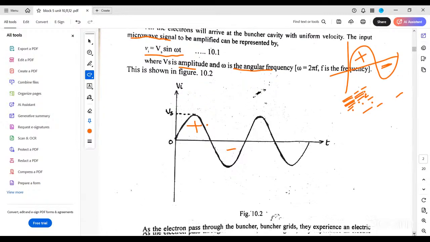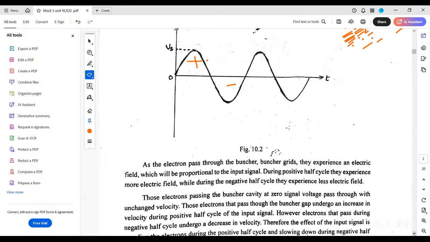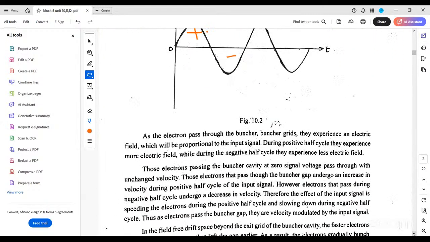Next paragraph, we will see what is mentioned in the next paragraph. What happens during the positive half cycle? What happens during the negative half cycle? As the electron passes through the buncher, it experiences an electric field, and this field is proportional to the input signal. During the positive half cycle, there is a larger electric field. During the negative half cycle, it experiences a smaller electric field. The field is varying for the positive and negative half cycles.